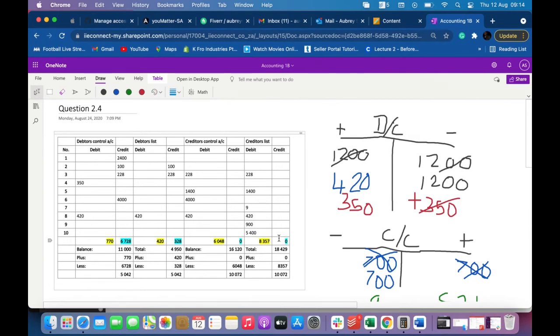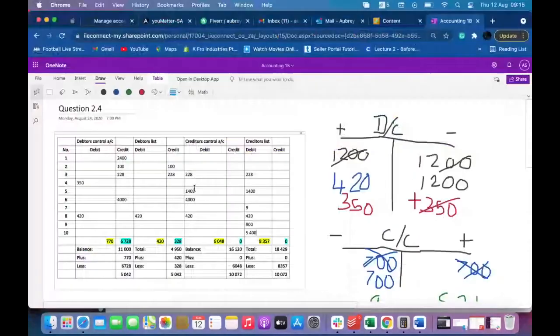We go to our creditors list and we see our balance was 18,429. We have nothing on the credit side, but we have 8,357 on the debit side. So less than, and then we arrive at a balance of 10,072. And we see again it matches with what we have from the creditors control. All right, so in that regard we are happy. Can you see now everything is matching?